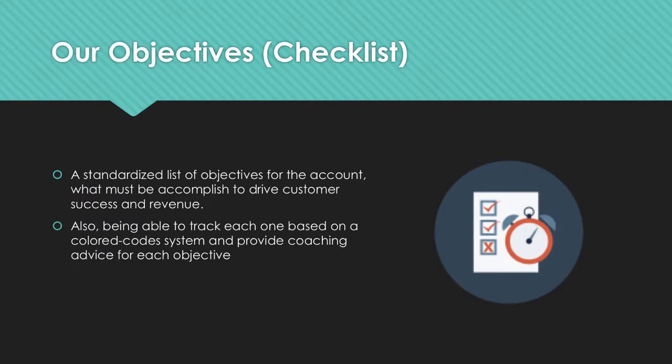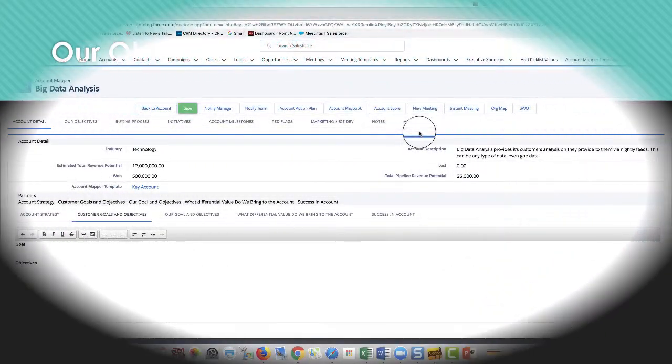The next thing we're going to cover are our objectives, a checklist. This could be a standardized list of what has to be accomplished, could be color coded to track it, or a text box where you put your goal and objectives to be able to map back to the customer's goal and objectives. We have to be able to support theirs to be able to drive revenue within this account. So let's jump right into it.